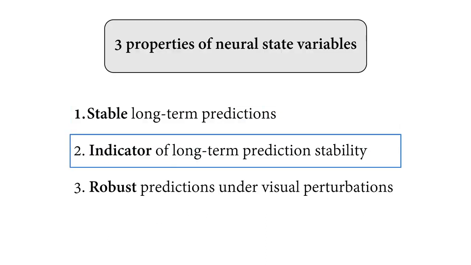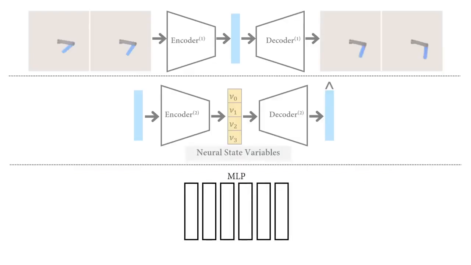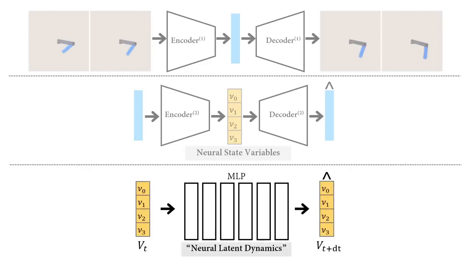Here, we propose the second significant property of neural state variables, that they can serve as the stability indicator for long-term dynamics prediction. Specifically, our approach trains another neural network to approximate the latent dynamics on the space of neural state variables. This network is a simple MLP that predicts neural state variables at the next time step from the current neural state variables. We term the learned mapping as neural latent dynamics.